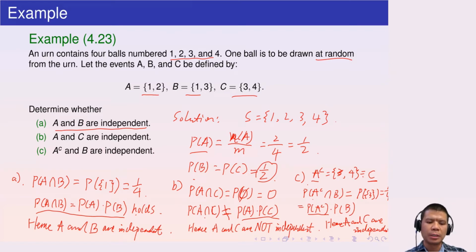Okay, so basically, this is how we can verify if two events are independent. We see whether the probability of their intersection is the product of their probabilities. If this equation holds, then they're independent. Otherwise, they're dependent. Okay.